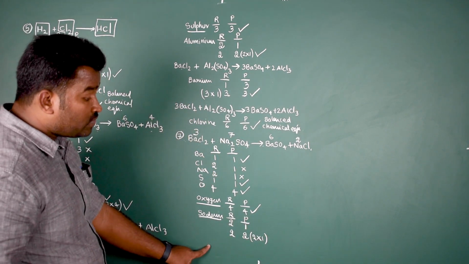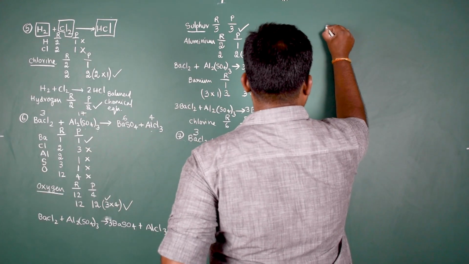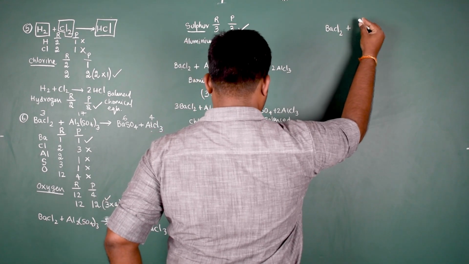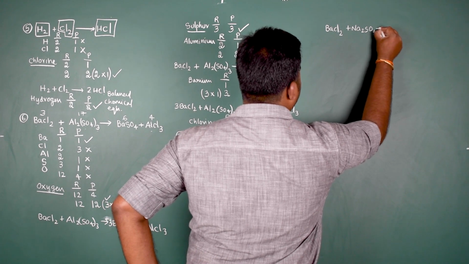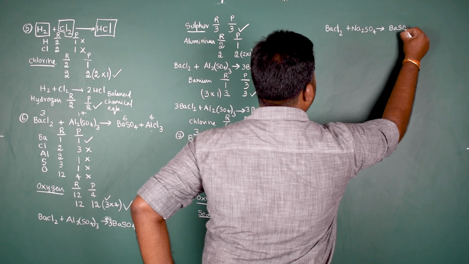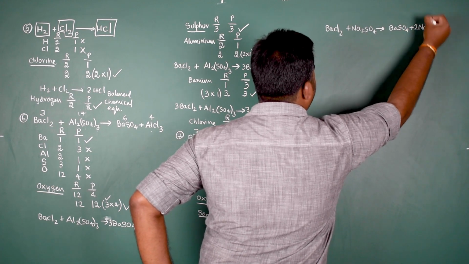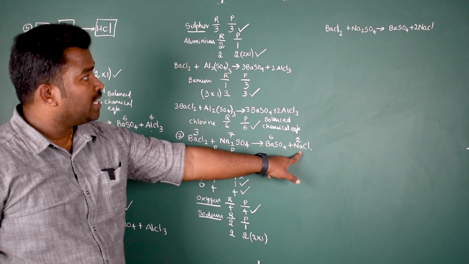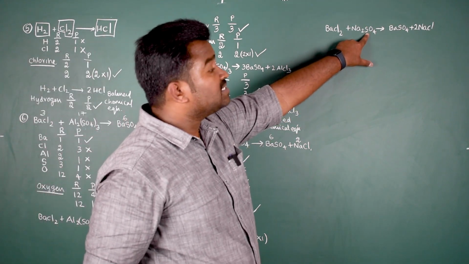So my new equation will become what? Barium chloride plus Na2SO4 giving rise to barium sulphate plus 2NaCl. Correct? So it will become 2. Now my sodiums are also balanced. Now I have to balance sulfur.